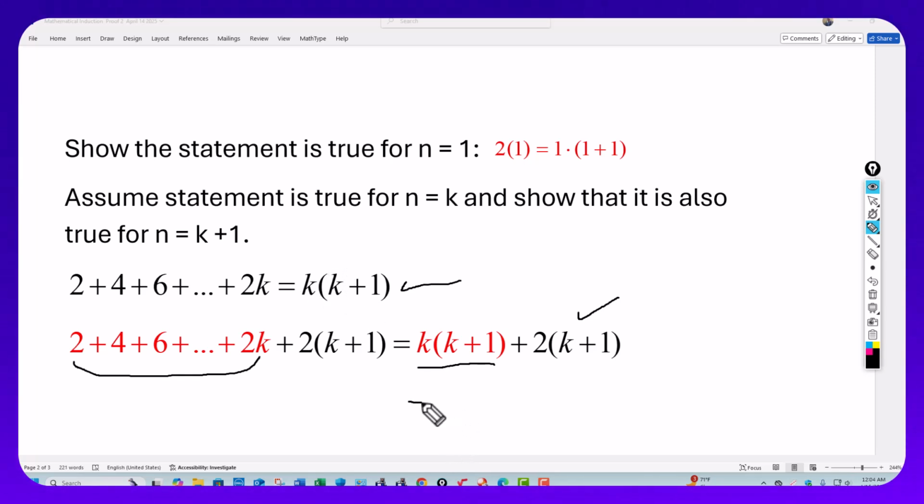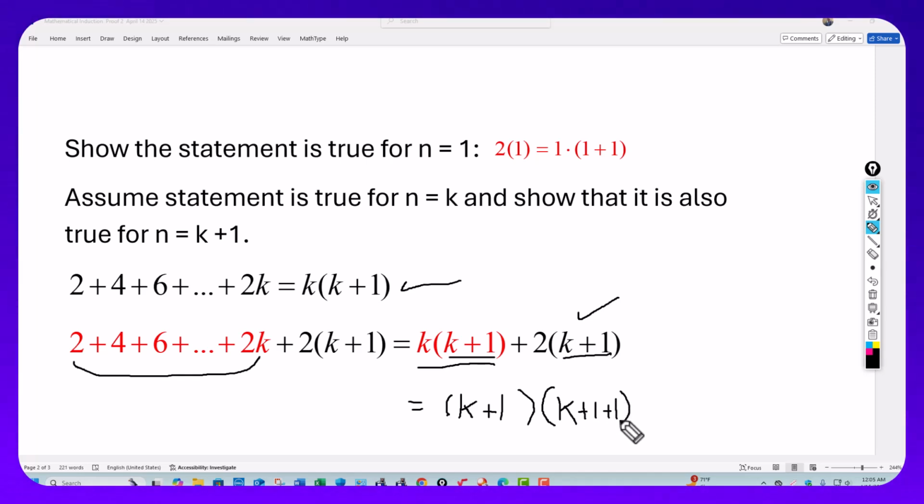Well, this one is pretty straightforward, because you've got a k plus 1 here and a k plus 1 there. So I factor out the k plus 1. And what's left if I take out the k plus 1? Well, I have k plus 2. But let's write it this way so it becomes obvious. k plus 2, that's what we have left when we factor out the k plus 1. It's the same thing as k plus 1 plus 1.